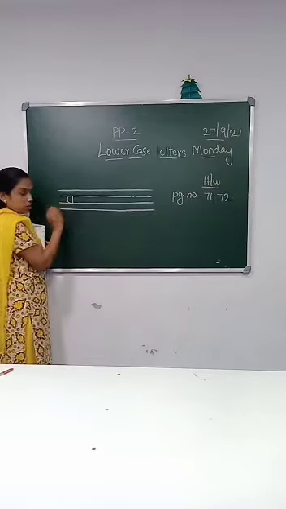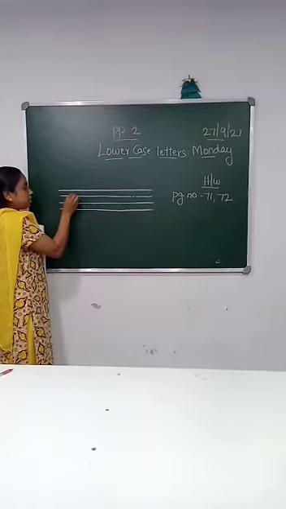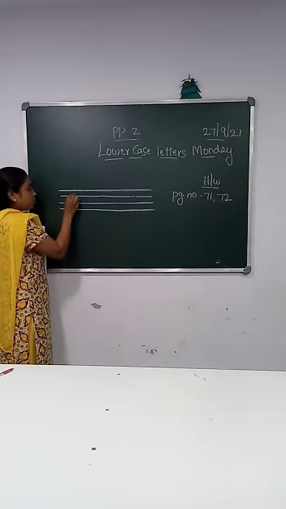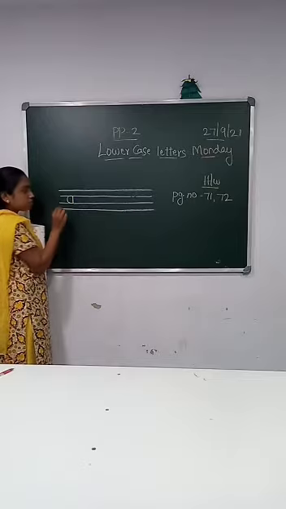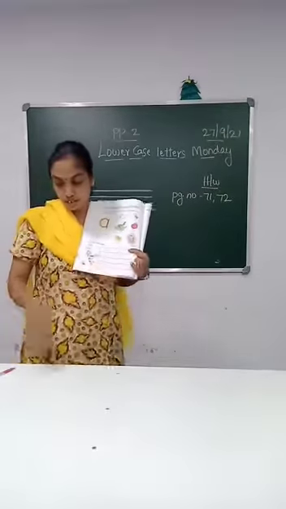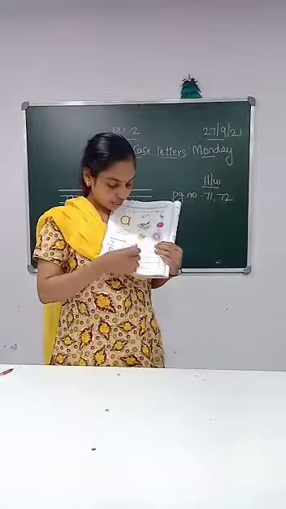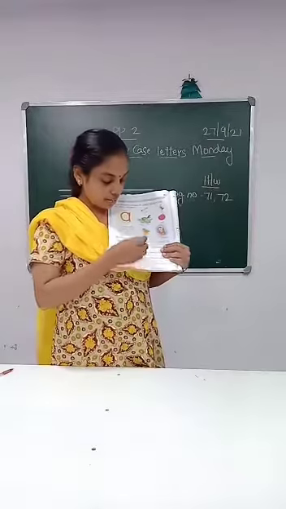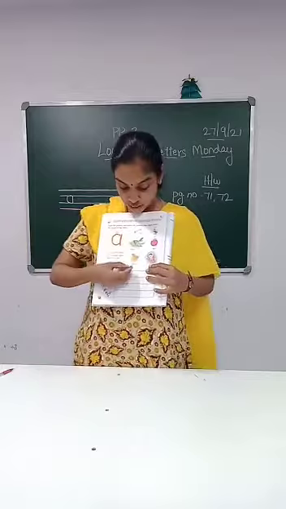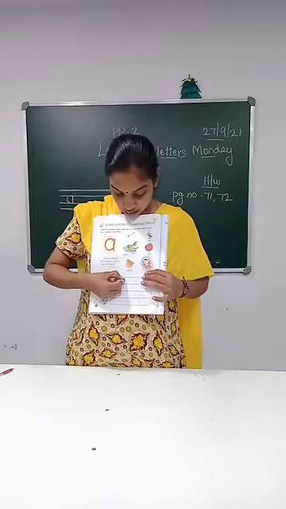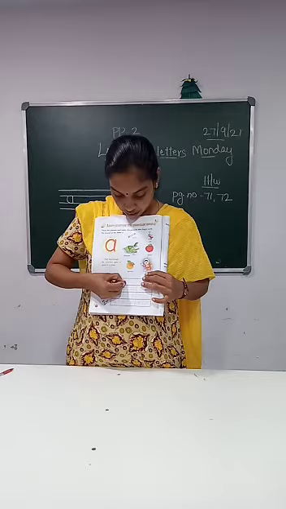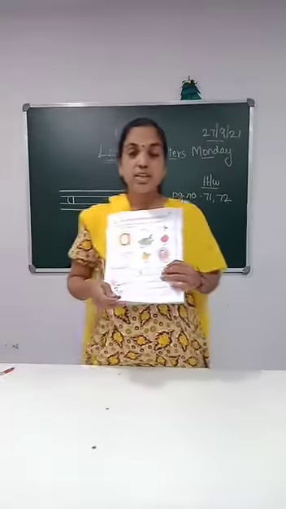You will not write curve only. You write left curve, go up, come down, letter A. Okay children, so you will practice here letter A. You can see here as I'm writing, you also can start writing: left curve, go up, come down, letter A.